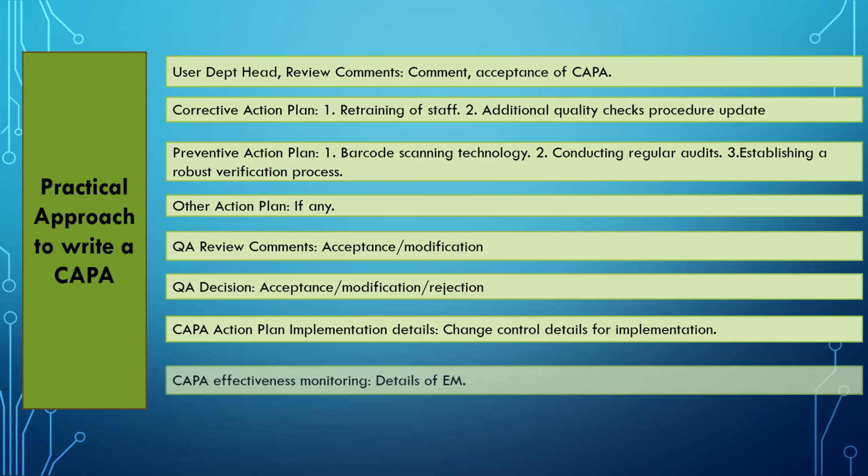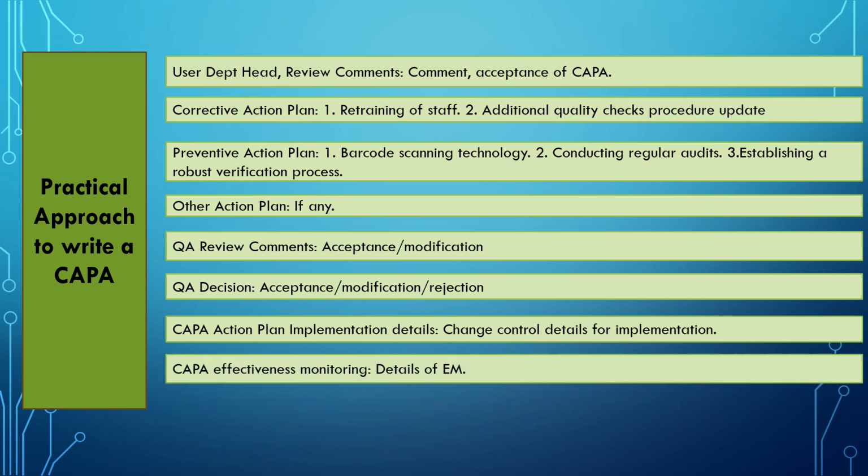Next is CAPA effectiveness monitoring. After implementing the CAPA, its effectiveness shall be monitored, right? That is, periodic evaluation should be performed to check whether the action plan taken is effective or not, right? Here you need to provide the details of effectiveness monitoring, that is for how long you are going to check the effectiveness of that CAPA based on the criticality and frequency of the event observed, right?